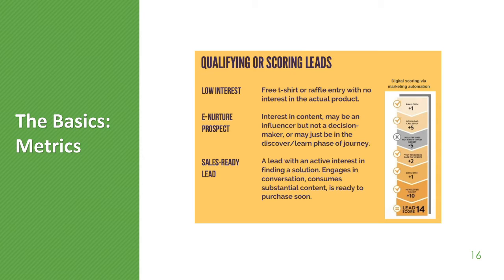This one that I've got on slide 16 here is a low interest lead, an e-nurture prospect, and a sales ready lead. So you can qualify these based on the conversation. You can do them digitally, like we just showed you in the automated qualification process. Either way, find out from your marketing teams how they're qualifying them.